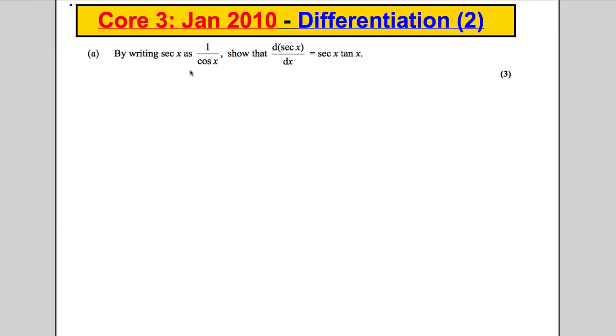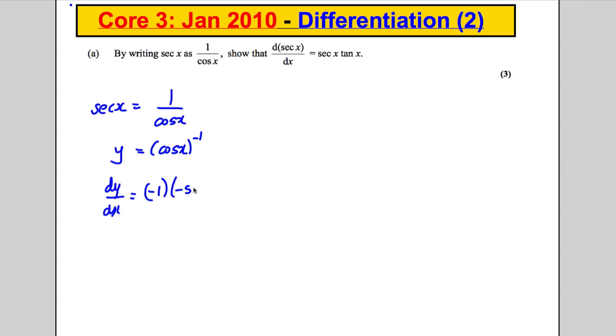Okay, going through this, by writing sec x as 1 over cos x, show that the derivative of sec x is sec x tan x. Well, this is easy. You just say that sec x is 1 over cos x, which is cos x all to the power of minus 1. So if y is equal to this, dy by dx is bring down the negative 1, differentiate the bracket, and you would get negative sine x, and then reduce the bracket in powers by 1. The negative here times the negative here would cancel, and you would have sine x.